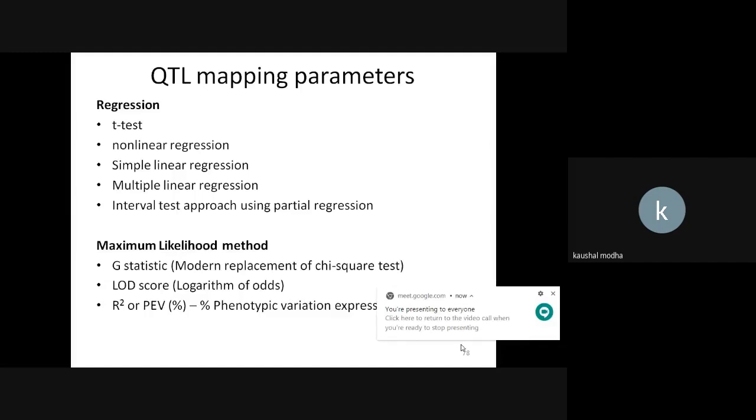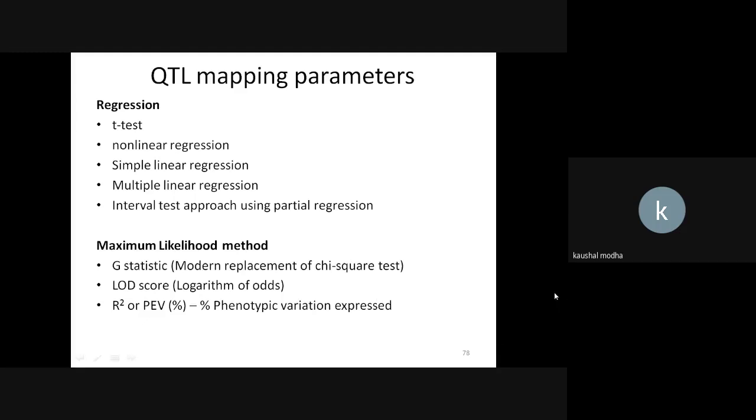Yesterday, I also told you that by grouping different RILs on the basis of marker genotype and calculating the mean values of those groups for the trait, if those mean values are significantly different from each other, we conclude that the marker is linked with the QTL. And if they are non-significant, we said that the marker is not linked. This is the way we identify the marker linked with a particular QTL.